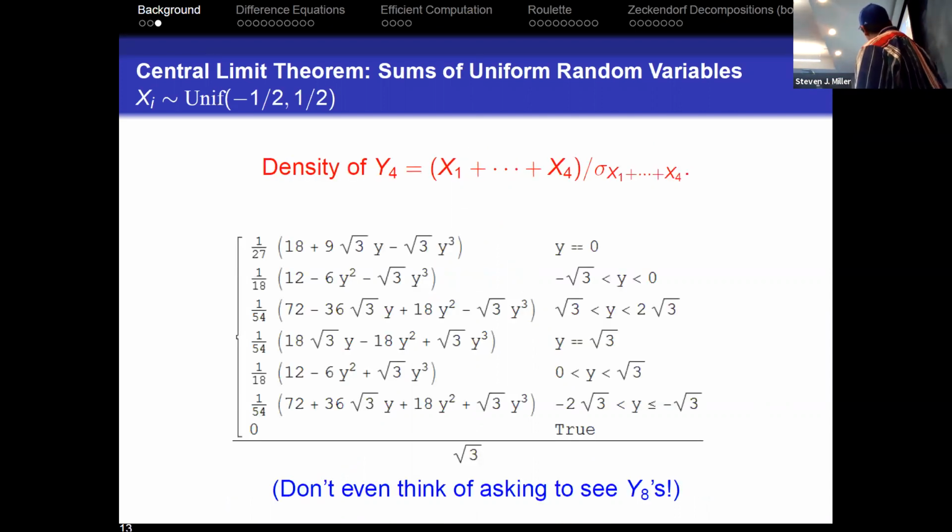Here is the explicit formula for the sum of 4 uniform random variables. Okay? And the nice blue text, don't even think of asking to see the sum of 8. This is the answer. Do you want to work with this? Hell no. You would much rather say, screw this, it's approximately a normal, let me just use the normal, and I'll be pretty close. And it's much easier to work with that than to work with the 1 over 54 times 72 minus 36 root 3y, but this is only, et cetera, but this is only if y is between root 3 and 2 root 3, right? So this gives you some sense of the power of the central limit theorem. We don't have to do calculations like this. We can replace them with the standard normal.